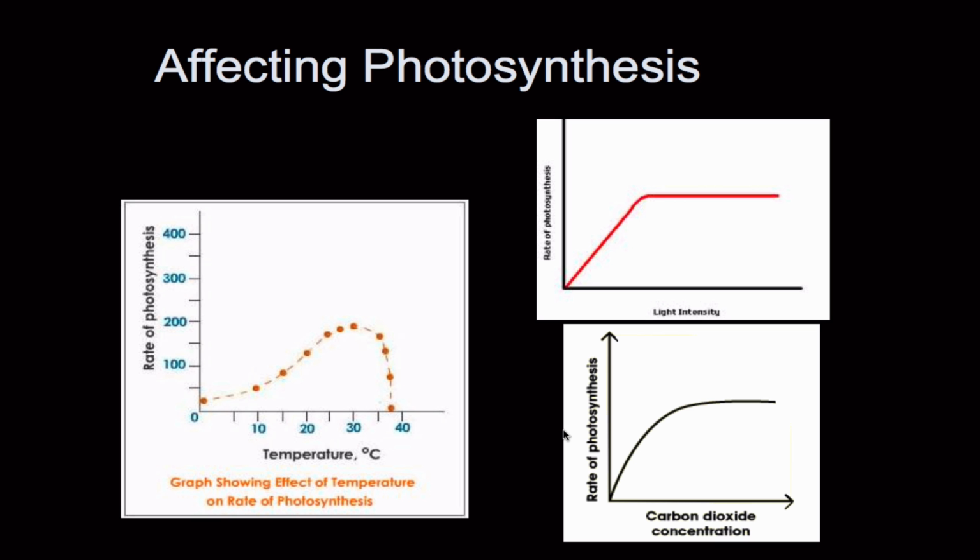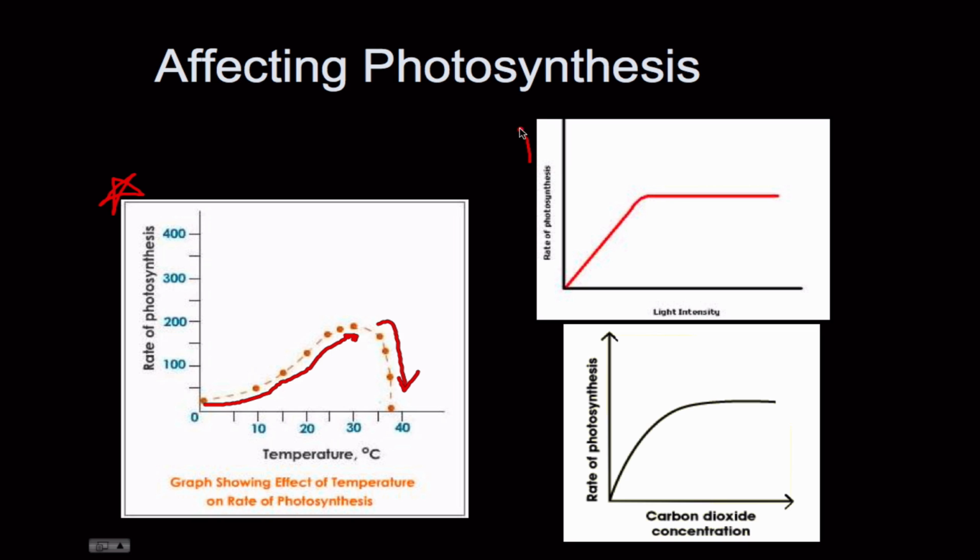All right, there are some things that affect photosynthesis. So temperature has an effect on photosynthesis, and if you look at this graph right here, you'll see that the rate of photosynthesis depends on temperature. As the temperature goes up, the rate of photosynthesis goes up to a certain point, but then if it gets too hot, what happens? The plant can't take it, and the rate of photosynthesis goes down, okay?